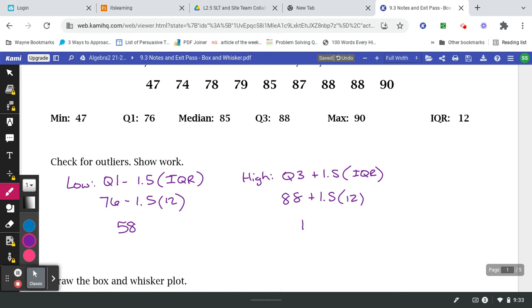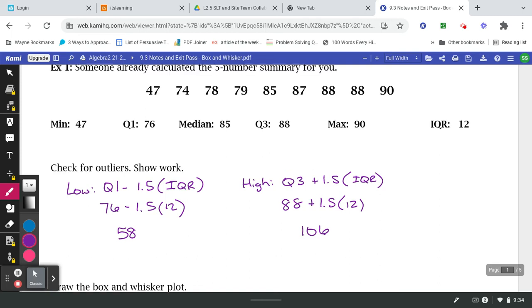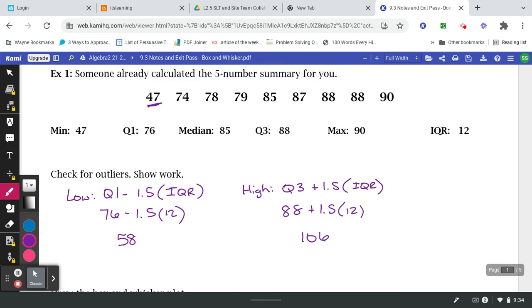We get us 106. So when you check for outliers, anything that's lower than the low number is an outlier. Anything higher than the high number is an outlier. So when it says check for outliers, you found your boundaries, and then anything higher or lower than that is an outlier. So if you look back at your data, 47 is going to be smaller than 58. I don't have any numbers larger than 106. So we would say 47 is an outlier.